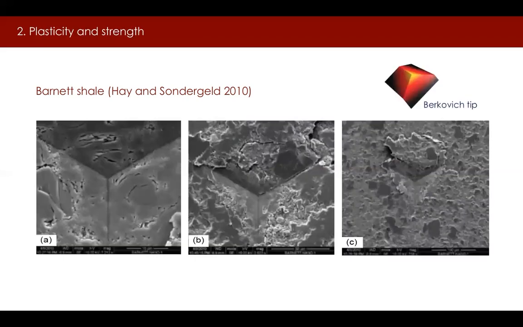In contrast, this slide shows impressions of a Berkovich indenter on the surface of a specimen of Barnett shale when the indenter load has reached a few newtons. The figure on the left suggests that both macropores and micropores have been compressed by the force of the indenter. The figures in the middle and on the right show some damage in the form of fractures of clay particles and separation of the grains.